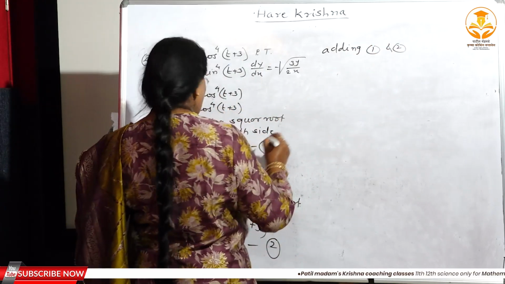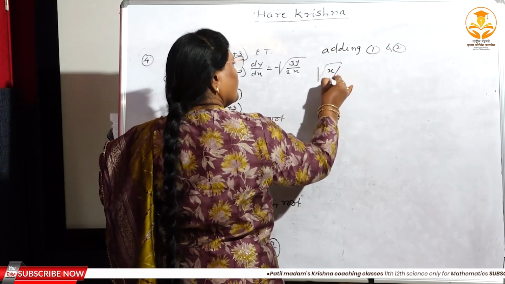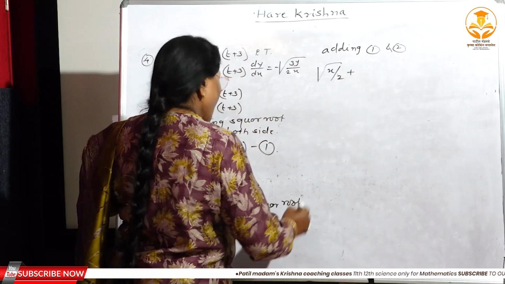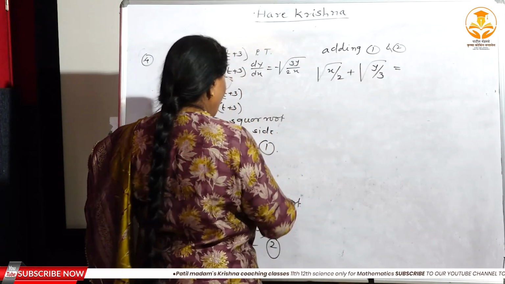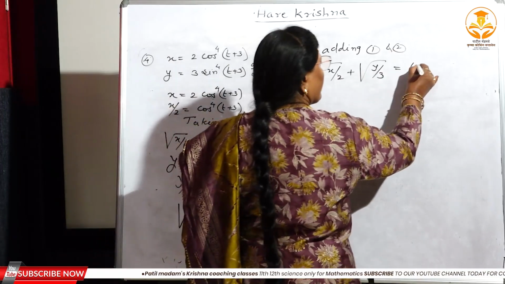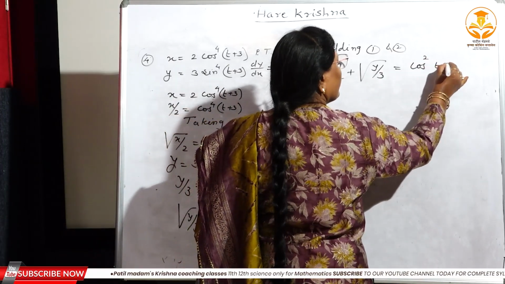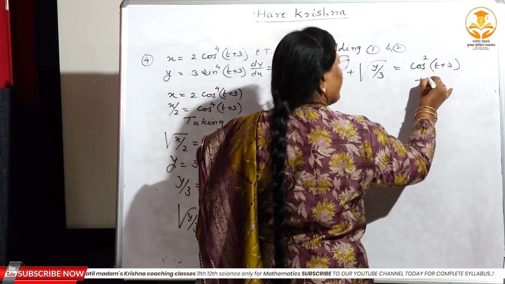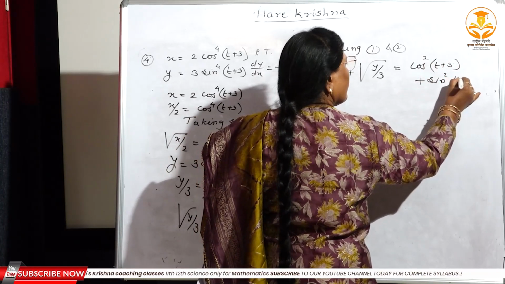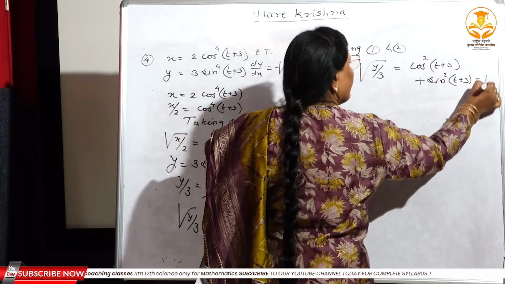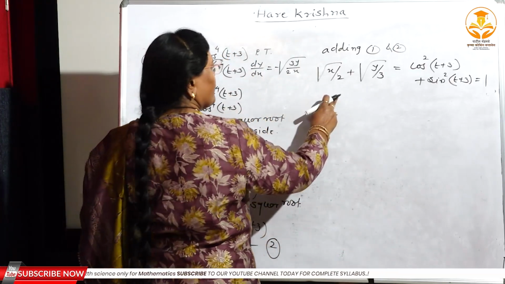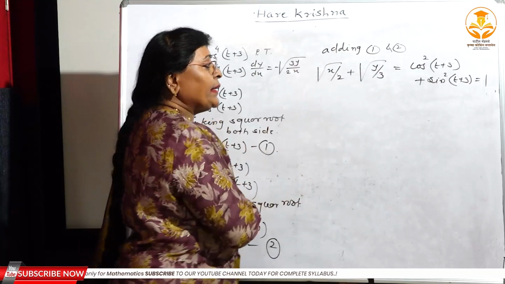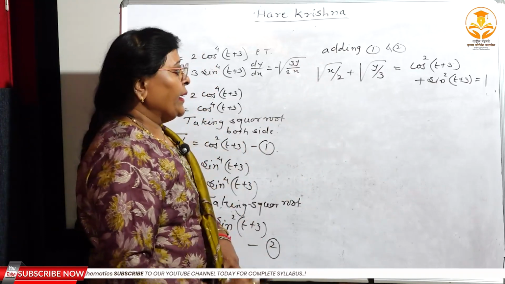You have got root of x by 2 plus root of y by 3. It is equal to, suppose you add this, cos square t plus 3 plus sin square t plus 3. It is equal to, isn't it? So now you can directly differentiate because the t gets eliminated, isn't it?